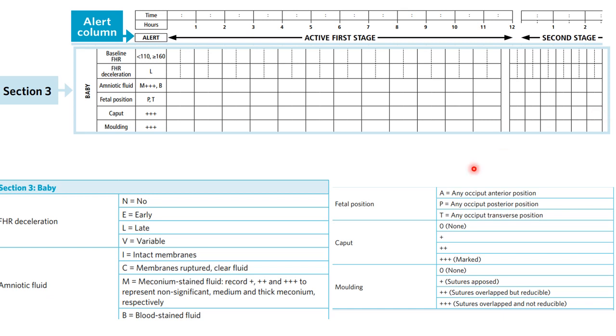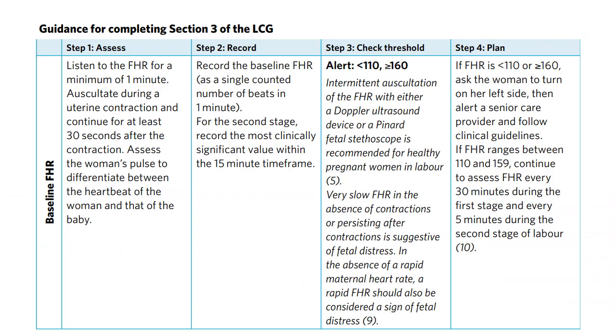This slide shows section 3 of the recommended partogram. As mentioned before, all the different elements are mentioned here with the alert signs. We listen to the fetal heart rate for a minimum of 1 minute, if you're not doing continuous fetal heart rate monitoring. The heart rate can be heard either by a Pinard or preferably by a Doppler. You should auscultate during a uterine contraction and continue for at least 30 seconds after the contraction. At the same time, also assess the woman's pulse to differentiate between the heart rate of the baby and that of the mother.